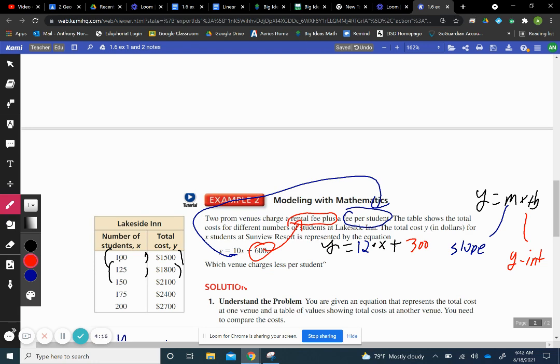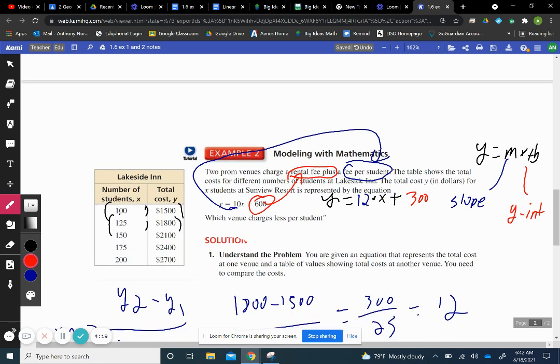So we have our two equations side by side. And the question that we still need to solve, which venue charges less per student? So if we remember, the slope in blue is what was the fee per student. So which one's smaller? The Sunview Resort.